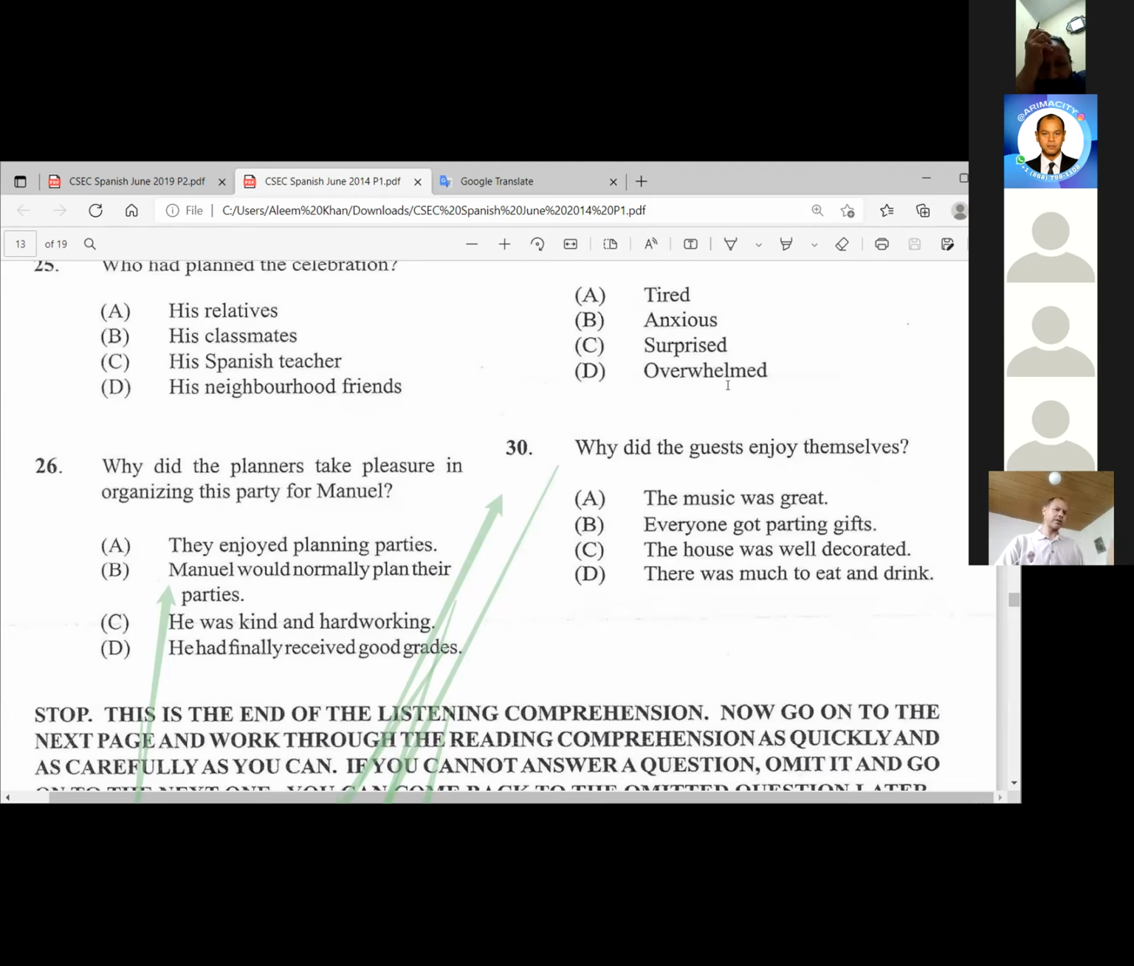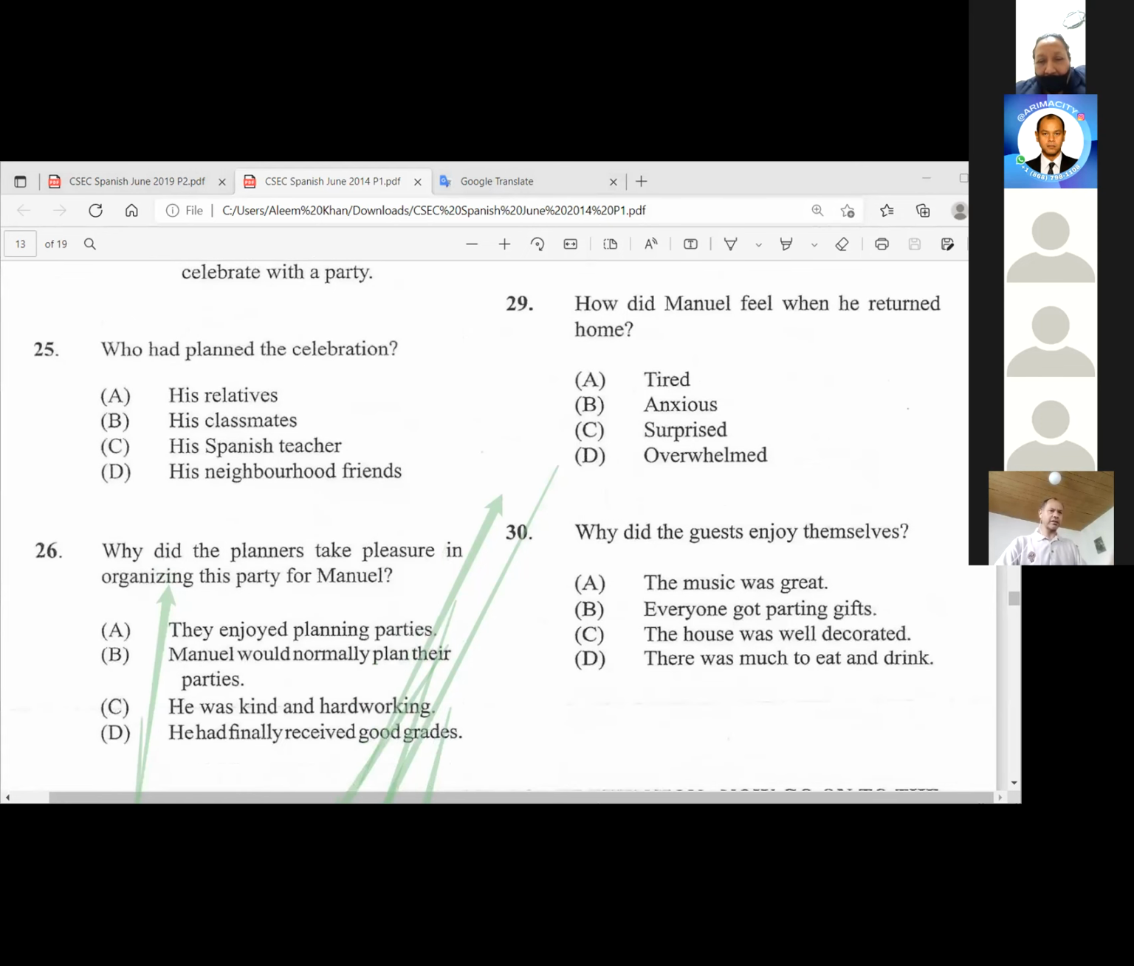And Malika, you would hear these words as well. Overwhelmed, abrumado, surprised, sorprendido, anxious, puede ser ansioso, and tired is cansado. Okay? Tired is cansado. All right, so I'll put the sentence in Spanish. Manuel se tiró a la cama de cansancio al llegar a su casa. ¿Cómo dirías eso?